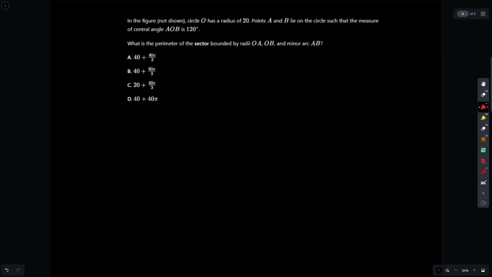This is our next question right here. This is a geometry problem, specifically circles. It says, in the figure not shown, meaning that we're going to have to draw this ourselves, circle O has a radius of 20. Points A and B lie on the circle such that the measure of central angle AOB is 120 degrees. What is the perimeter of the sector bounded by radii OA, OB, and minor arc AB?